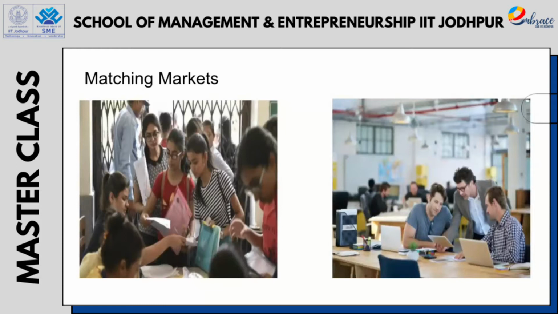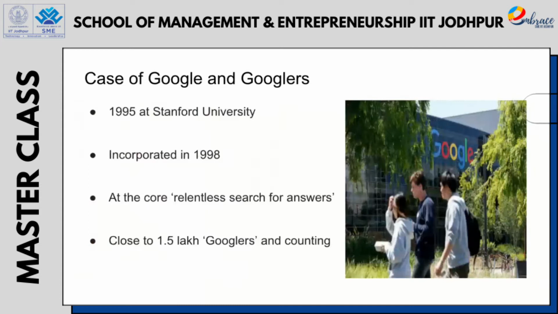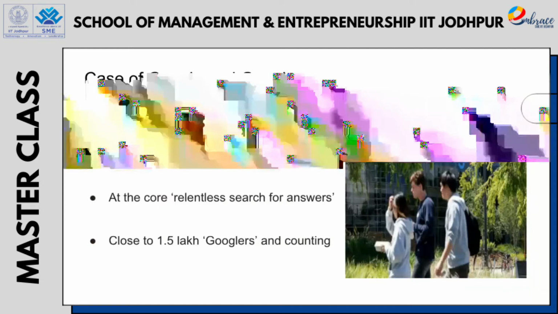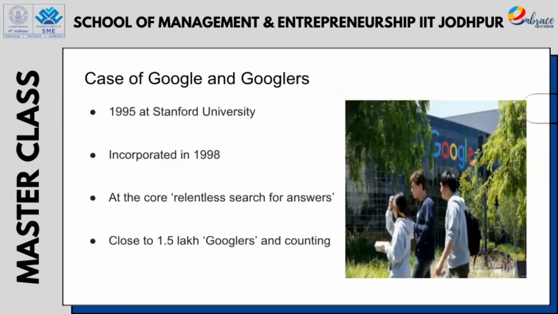Now, if you look at it, Google started out as a campus-based startup in 1995 at Stanford University, eventually to incorporate itself in 1998. And if you look at the core of Google, even today, it is this idea of a relentless search for answers. It's not just the search engine, it's the kinds of questions they ask, as its employees are often called. They look out for interesting questions, try and answer them, and build on the answers that they come up with. And this organization, which began with 2 people as a set of graduate students at Stanford, is now close to 1.5 lakh Googlers, as we refer to the employees of Google.